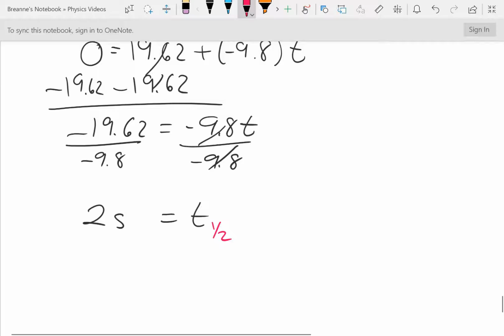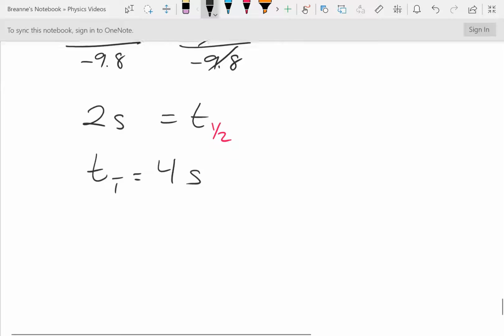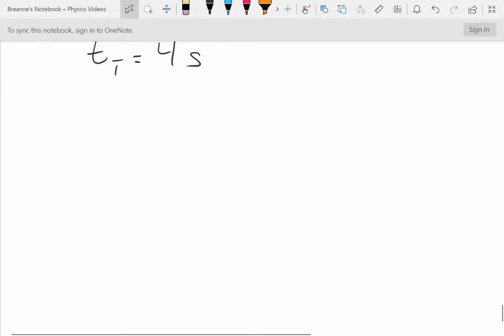So your full total time that it's traveling will be 4 seconds. The full total time it's traveling would be 4 seconds. That's for 16. Now 17.